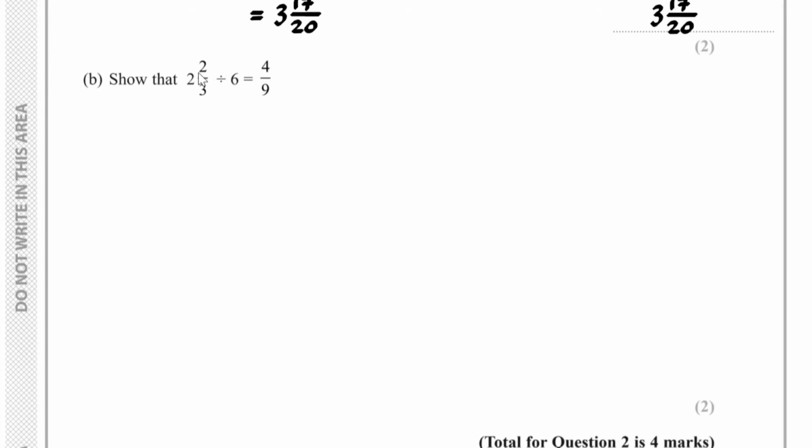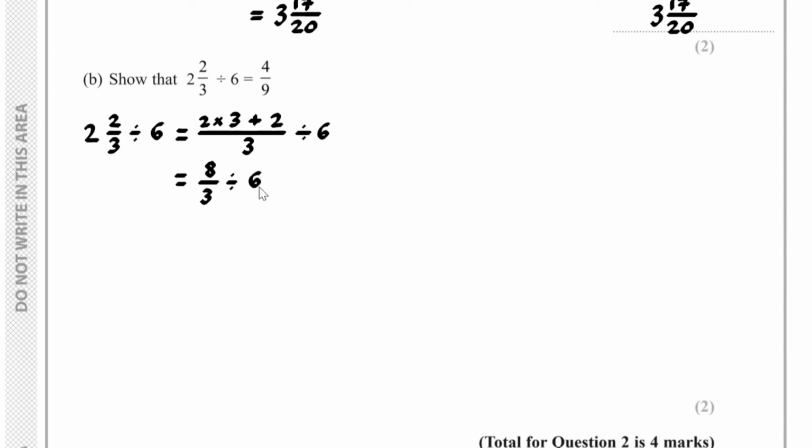For part B of the question, we have to show that 2 2/3 divided by 6 is equal to 4/9. Well, we've got 2 2/3 divided by 6. We need to convert this 2 2/3 into a top-heavy fraction. So we've got 2 times 3 plus 2 divided by 3. And then we divide this fraction by 6. 2 times 3 plus 2, that's 8, and then we divide that by 3. And then we divide this by 6.